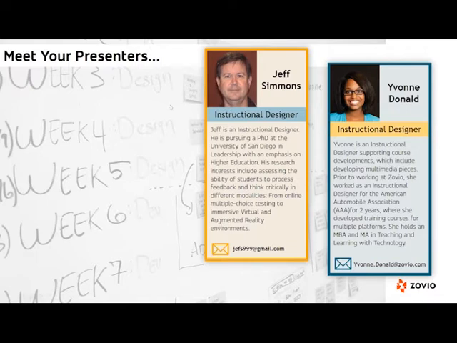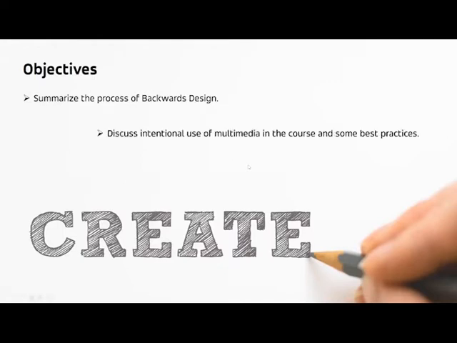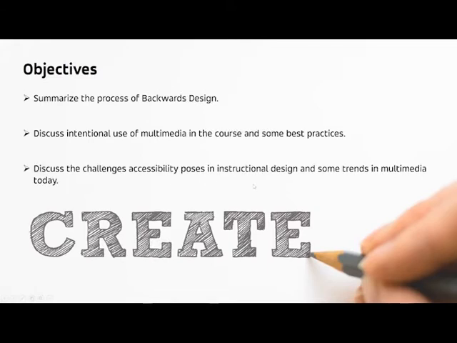So we are going to get started here. Our objectives for today will be to summarize the process of backwards design. We want to set that foundation so you can understand how multimedia creation fits within that process. Then we are going to discuss the intentional use of multimedia in the course and some best practices, and you'll get an opportunity to see some examples of multimedia being used in courses currently. And then we'll discuss some of the challenges that accessibility poses in instructional design, specifically multimedia, and some trends and technology today.